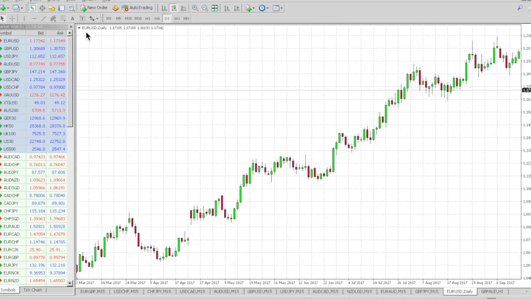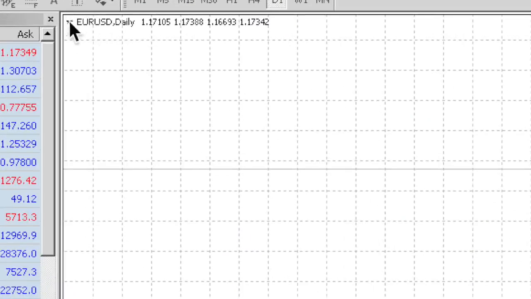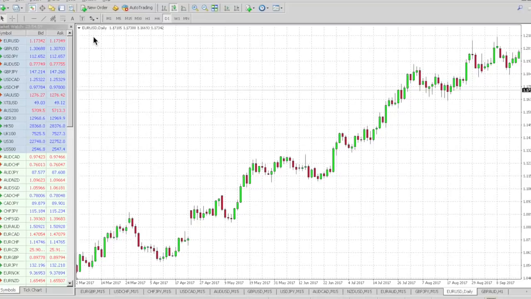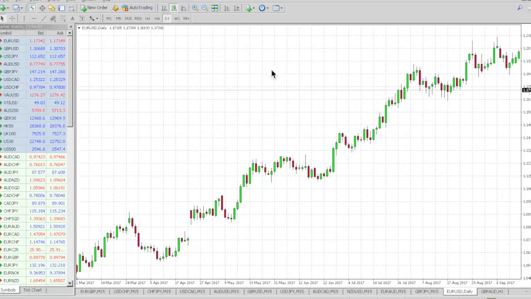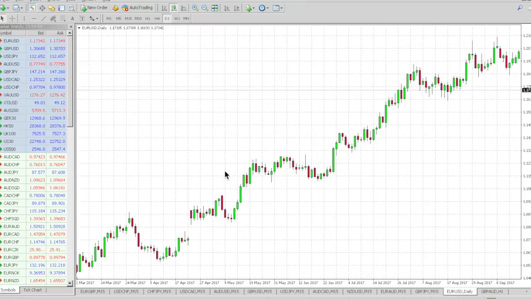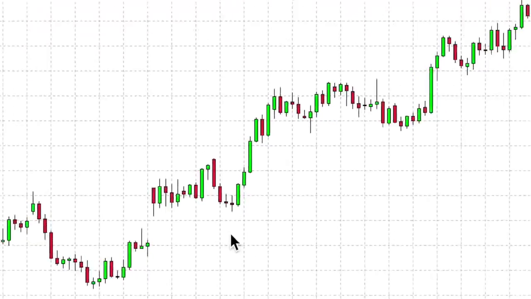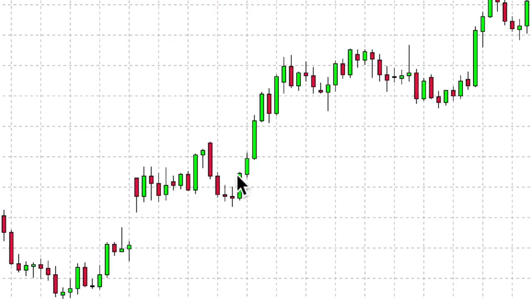So I'm looking at the Euro USD, okay, and the market's closed right now. I'm doing this on a weekend, so you can see that the prices are not moving, but when the market's open, you can see the prices will be moving rapidly, okay? Now, what I've selected is D1, which means daily candles, right? Which means each candle represents one day. So that's 1 day, 2 days, 3 days, 4 days, 5 days, and so on and so forth.